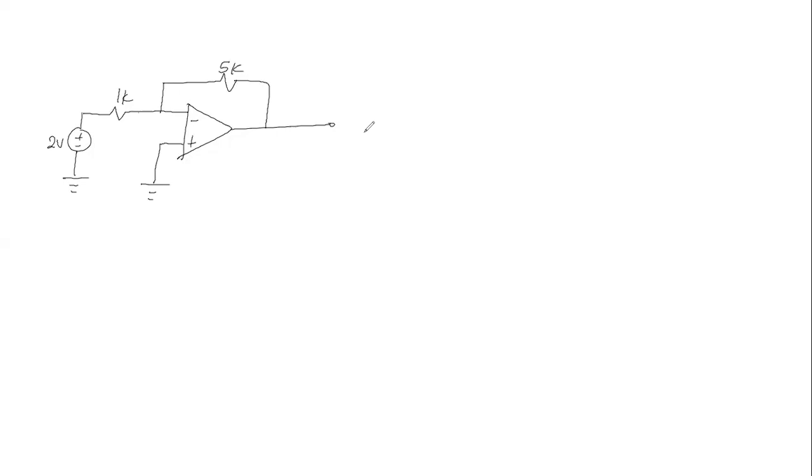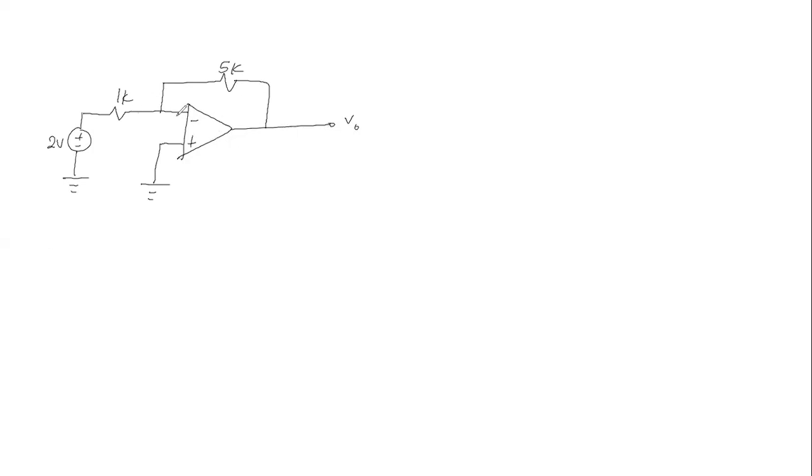Here we have the inverting input with the feedback resistor, and the non-inverting input is grounded. Then we have the inverting input connected to some voltage source. Let's say this is 2 volts, this is 1K ohm, and this is 5K ohm.